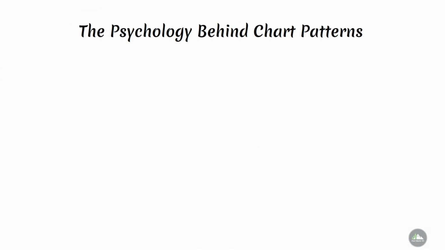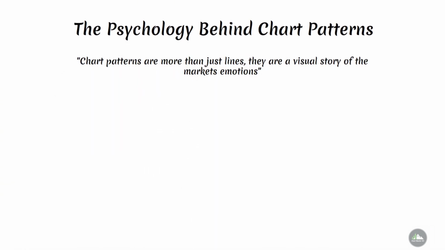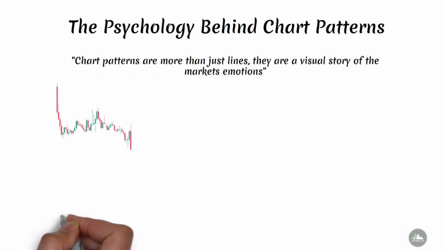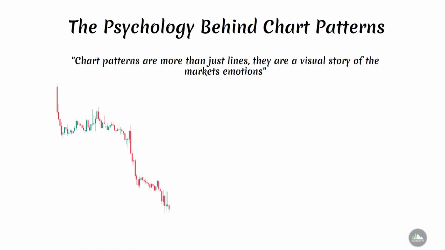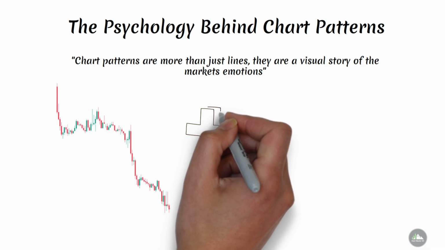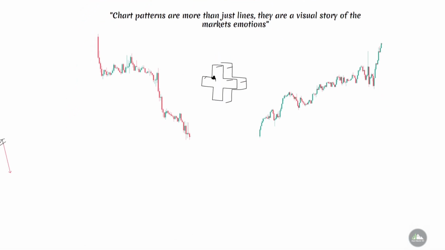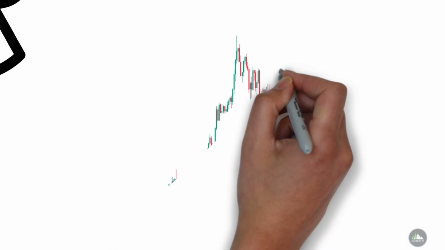And then we talk about the psychology behind chart patterns. Chart patterns are more than just lines. They are a visual story of market emotions. Price can be dropping, sellers can be entering the market, the battle between sellers and buyers. When you combine both of these, there will be a battle in your head, basically what they call market psychology. So let's see an example in the head and shoulders pattern.